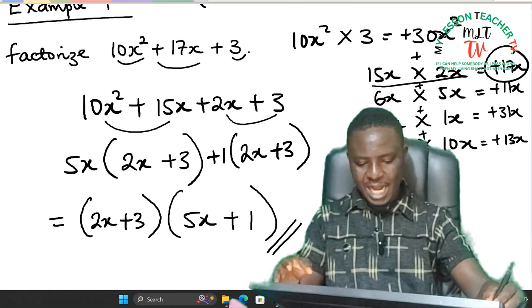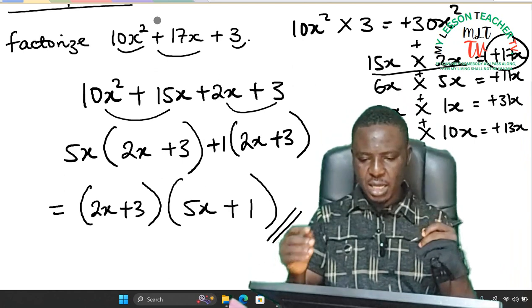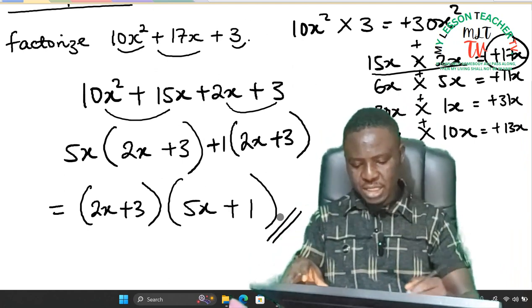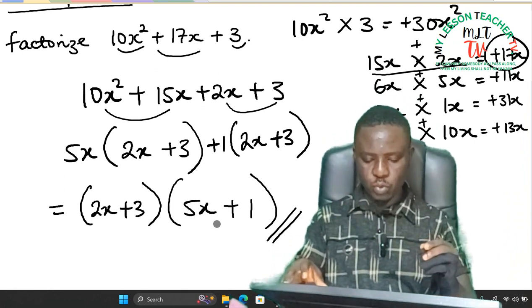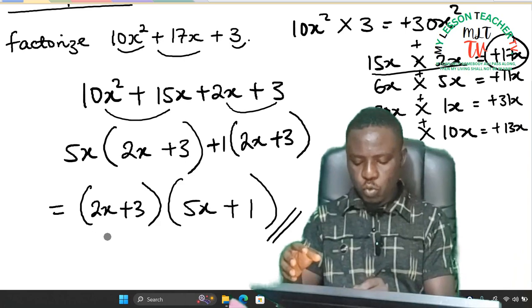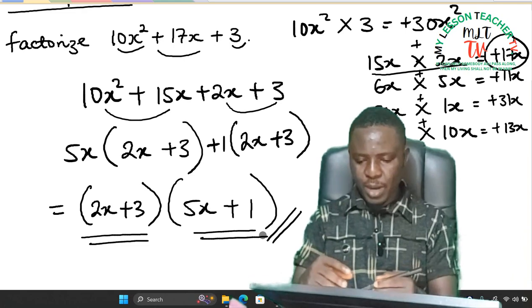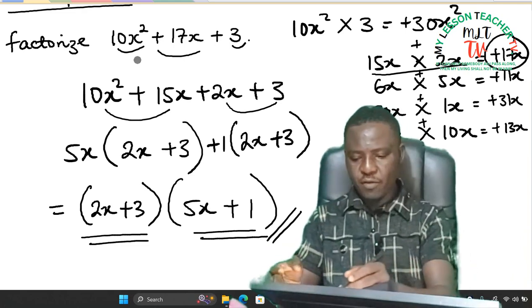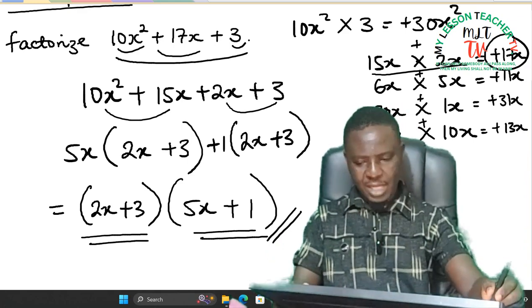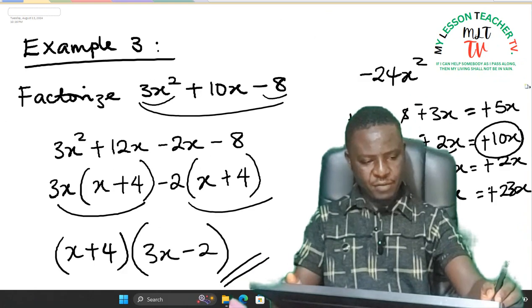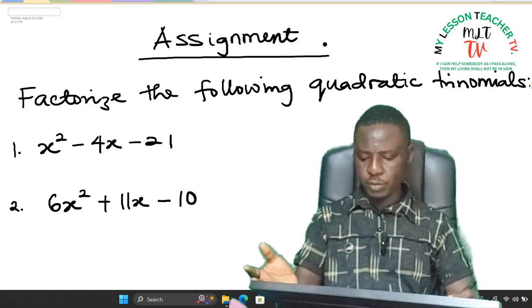And that was what we did at the last class, where we asked to factorize 10x squared plus 17x plus 3. And we were able to factorize it into (2x plus 3) into bracket (5x plus 1). What that means is these 2 linear expressions are what, when multiplied together using expansion method, gave rise to this quadratic expression. So at that class, I gave you so many examples, and I left the class with an assignment where you were asked to factorize the following quadratic trinomials.